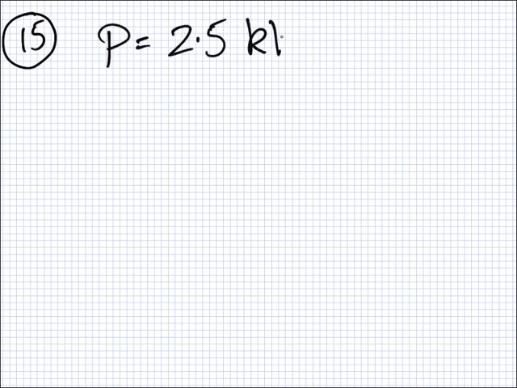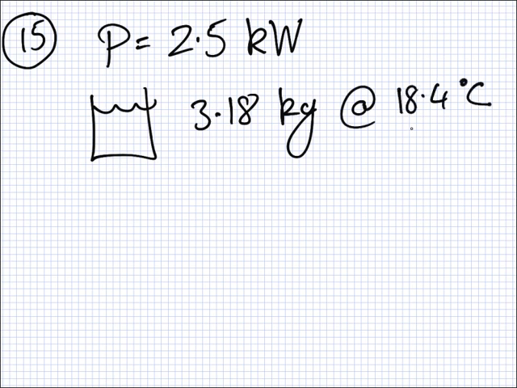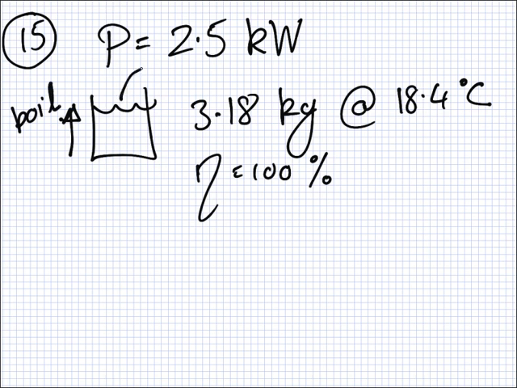What's 15? An electrical heating element has a power rating of 2.5 kilowatt. It is used to heat a tank containing 3.18 kilogram of water, initially at a temperature of 18.4 degrees. Assume that the efficiency is 100%. Determine the electrical energy used in raising the temperature of the water to its boiling point of 100 degrees and turning 1.5 kilogram of this water into steam. Wow.